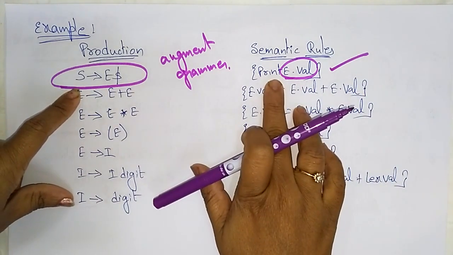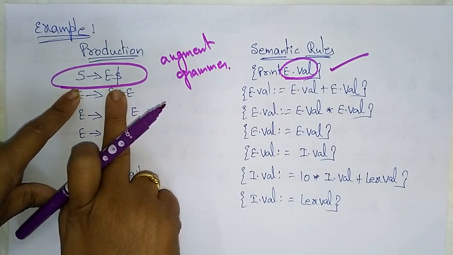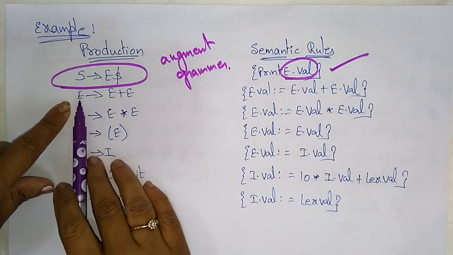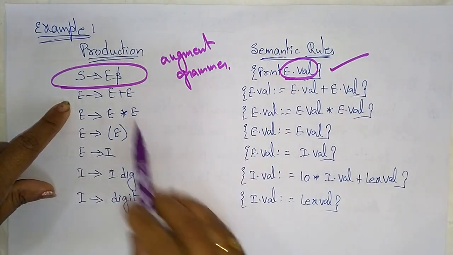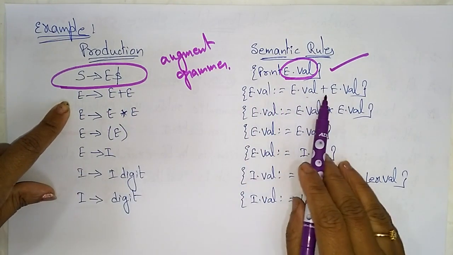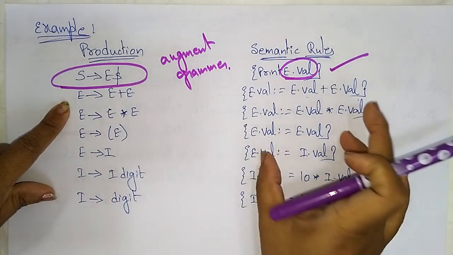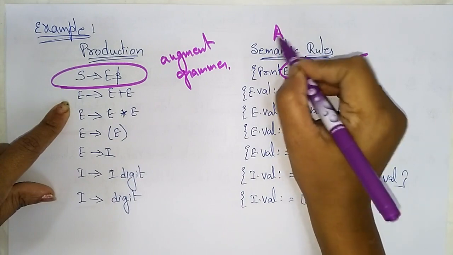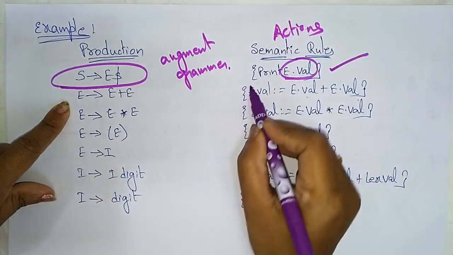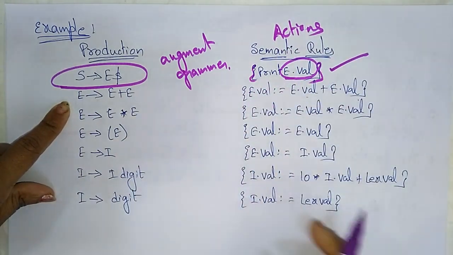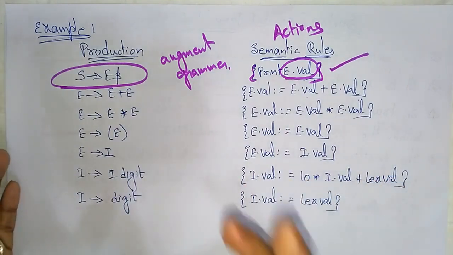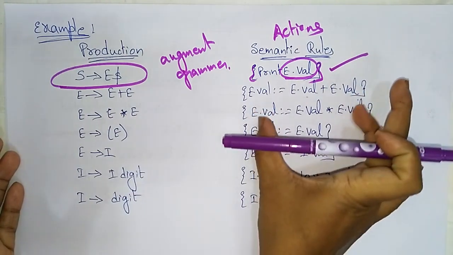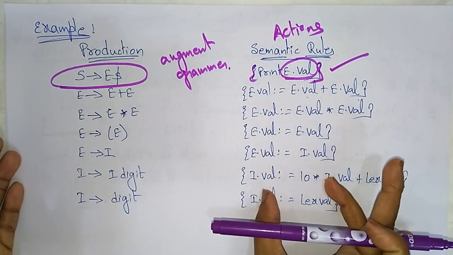So S determines E dollar is the first production, and the second production is E determines E plus E. The action is E dot value equals E dot value plus E dot value. These are the actions for these productions, which is why they are placed within the braces. Whenever it is placed within the braces, this represents the action for that production.